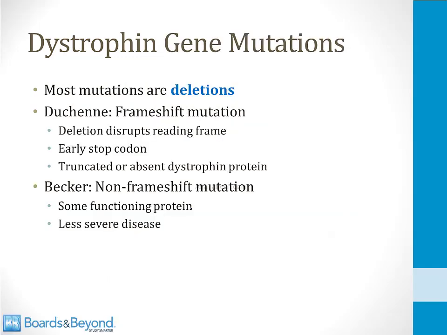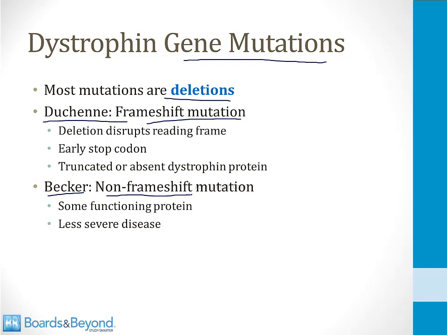One of the most important things for you to understand for the Step 1 exam is what I've listed on this slide about the dystrophin gene mutations related to Duchenne and Becker muscular dystrophy. Most of the mutations in both of these disorders are deletions. However, in Duchenne muscular dystrophy, the deletion results in a frame shift mutation. In Becker muscular dystrophy, the deletion results in a non-frame shift mutation.